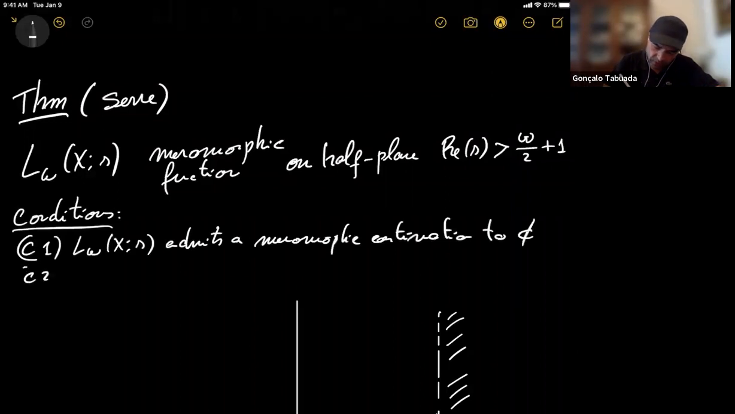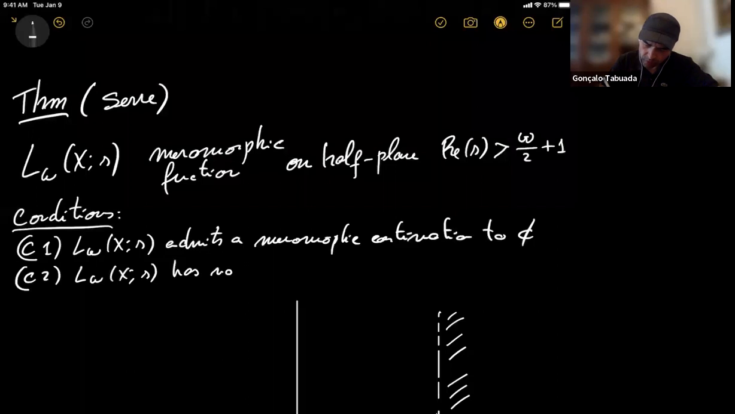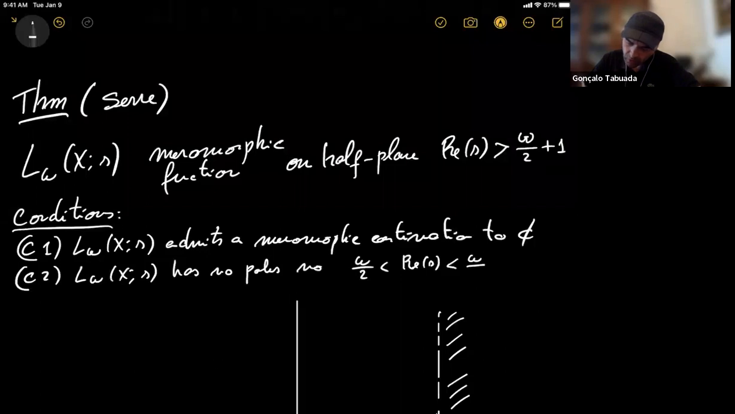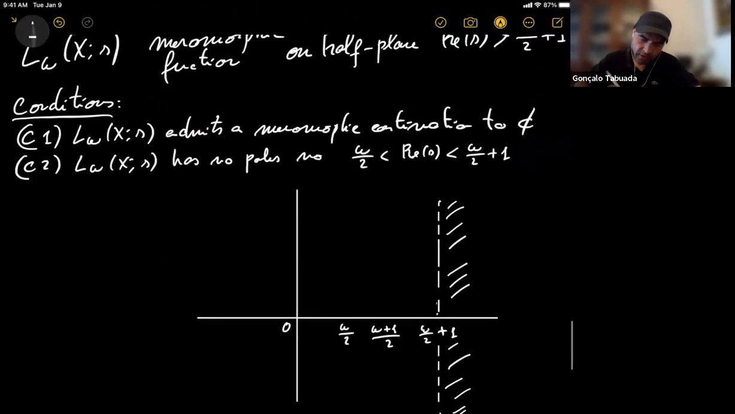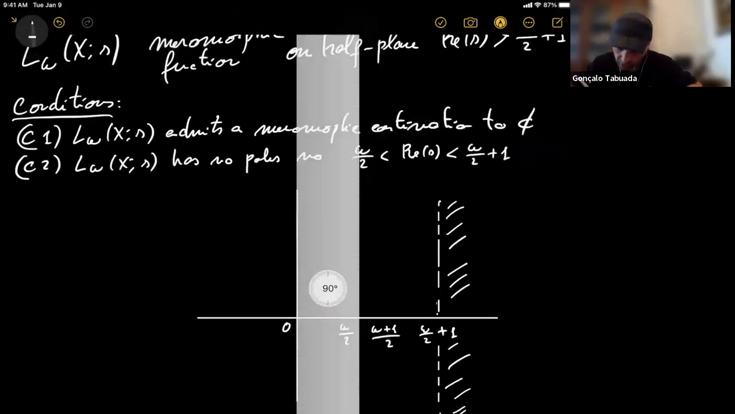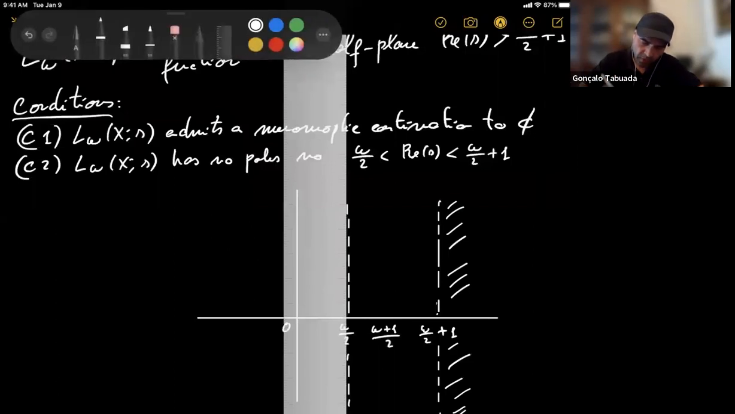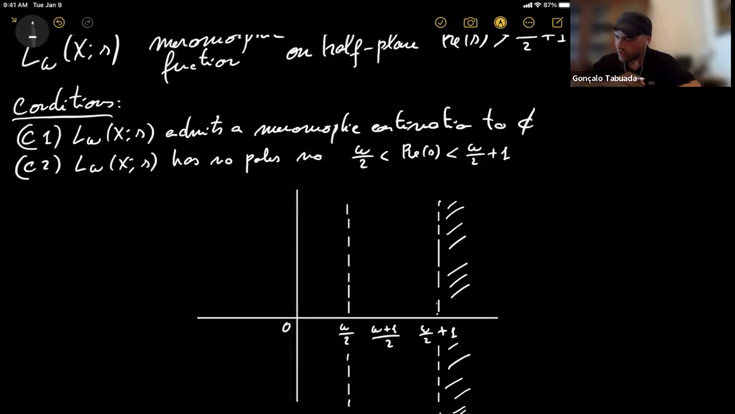And the second condition is that this function is expected to have no poles on this critical strip. This means that when the real part of S sits between omega over 2 and omega over 2 plus 1, so in this region here, this critical strip, it's expected that there are no poles. What can you say about these conditions?